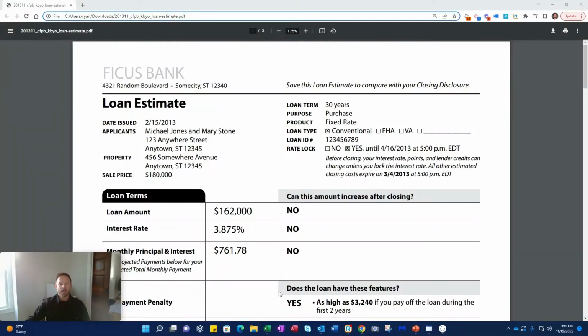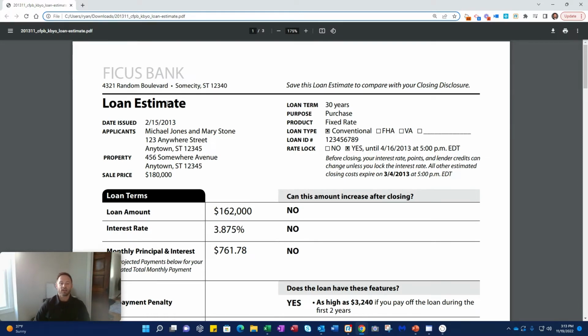So you'll see on your screen here is a loan estimate. This is a generic one. It's made up. I pulled this from the government regulators website as a generic version of it with a made up company. And so this is the loan estimate.